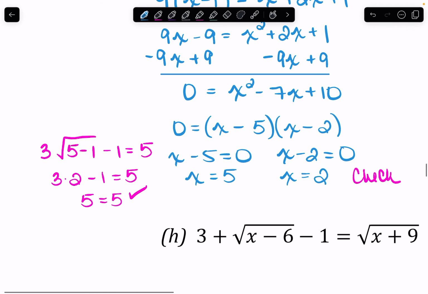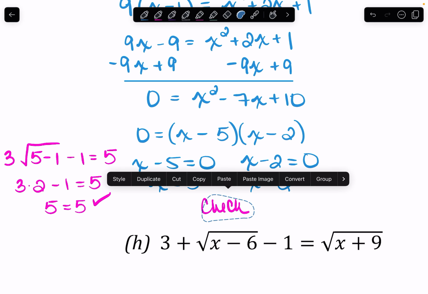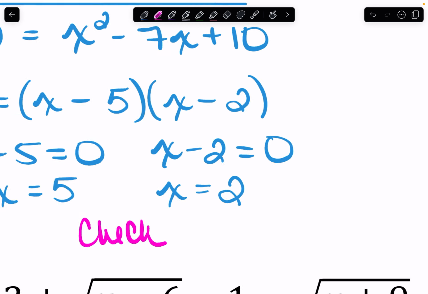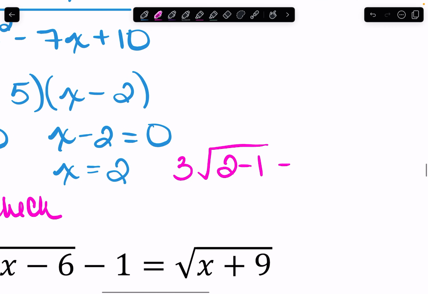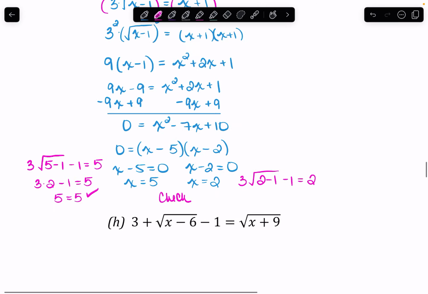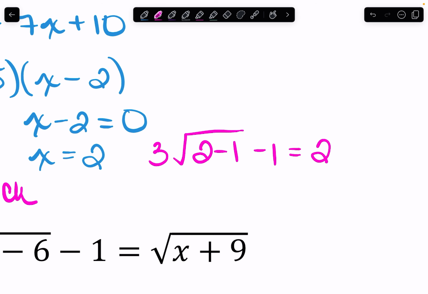Now I got to go check my other one, and I'm going to put the check here. So 3 times the square root of 2 minus 1, minus 1 equals 2. Let me make sure I copy that down right. 3 times the square root of x minus 1, minus 1 equals 2. Okay. 2 minus 1 is 1. The square root of 1 is 1.